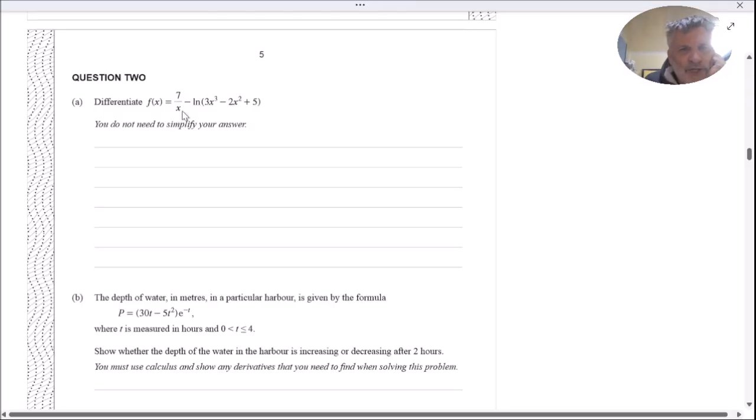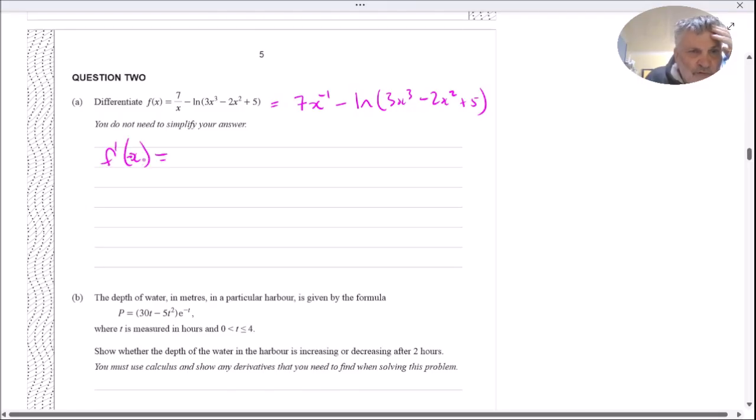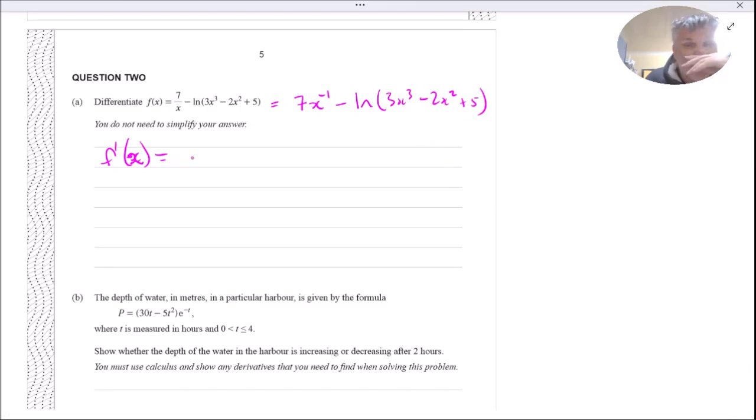As I say, with any x power of x term in the numerator or the denominator, I prefer to rewrite this out as a power, so I would write it as 7x to the power of minus 1 minus the logarithm of 3x cubed minus 2x squared plus 5, and then do the differentiation from there. And not needing to simplify, you shouldn't really need more than one line to do this. A power function, multiply by the power, 2 lines, I suppose, if you write that out.